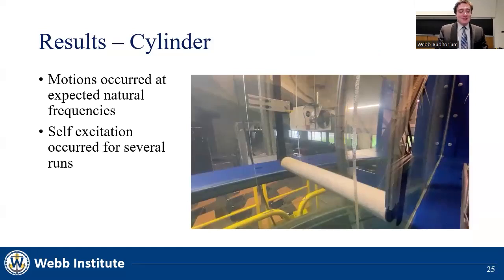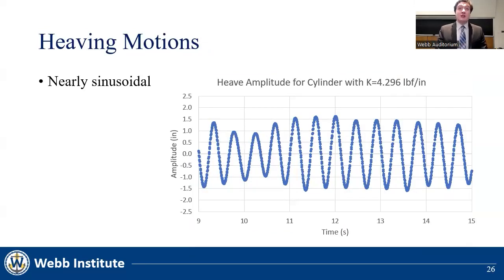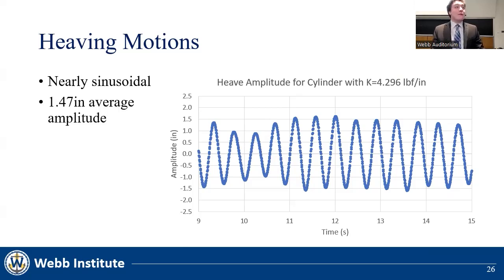Self-excitation, as Miguel mentioned, did occur for several of our runs, and this was a very good sign as it indicated a very low friction present in the system, which allowed us to get good data out. The heaving motions, as shown on the graph above, where the x-axis is time in seconds, and the y-axis is the amplitude of oscillation in inches, show a very sinusoidal motion, as expected, with a nearly 1.47-inch average amplitude and a half-second period. That half-second period will be consistent throughout all of our foils.